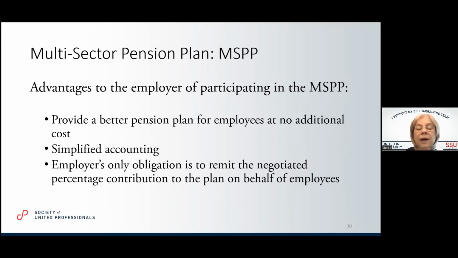Now, what we have found in some conversations we've had with employers about these plans is that there are human resource professionals whose role mostly is to administer the pension plan, and they can start to feel very threatened about an option that might leave them without work to do. And that's just a hurdle that we always have to overcome in these discussions.